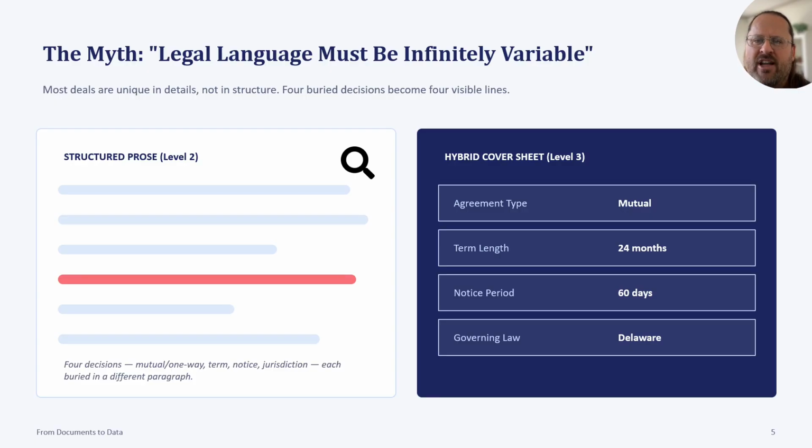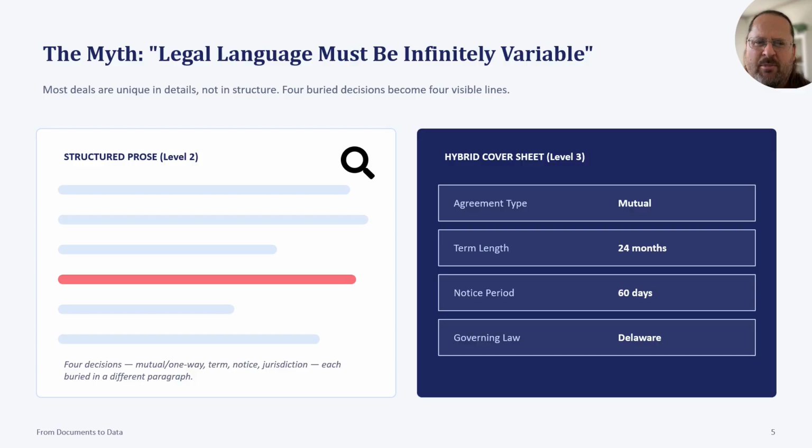Here's a concrete example, and you'll recognize this instantly if you've ever touched an NDA. Whether the agreement is mutual or one-way, the term length, the governing law. These are almost always chosen from a small, finite set of options. And yet, in a structured prose document, position 2 on our dial, those are 4 separate decisions, buried inside 4 separate paragraphs, each one requiring a full, careful read, just to find out what was decided. Move those same 4 decisions to a cover sheet, and they become 4 lines you can read in 4 seconds.